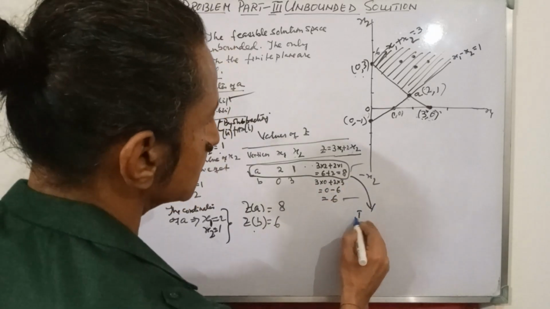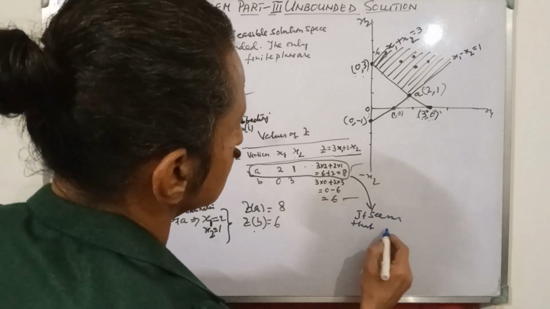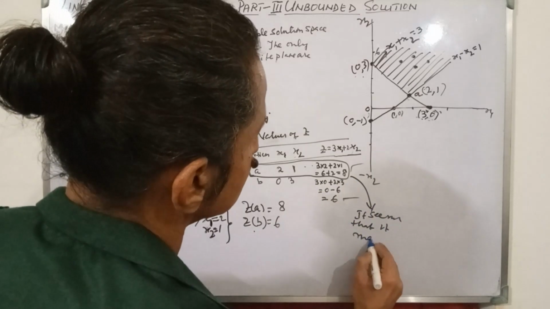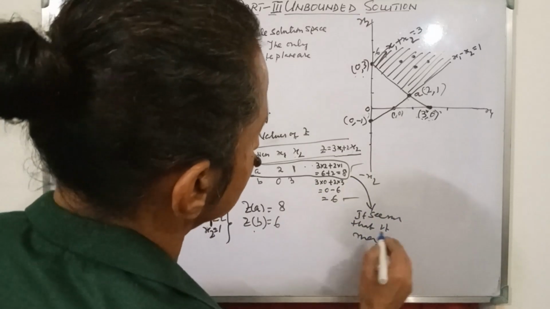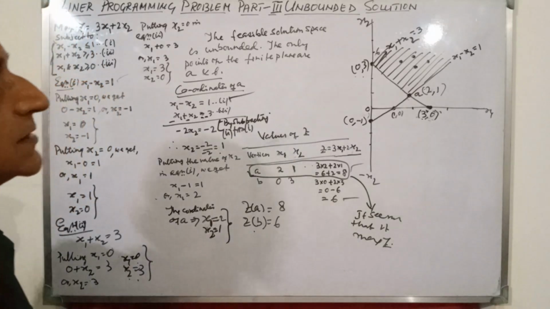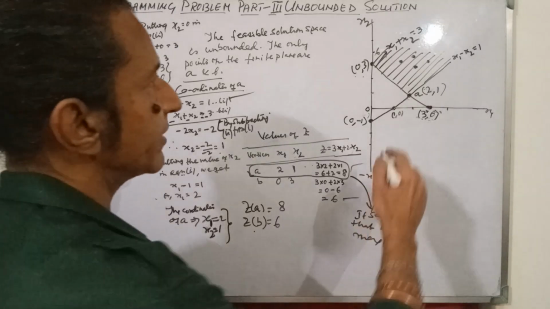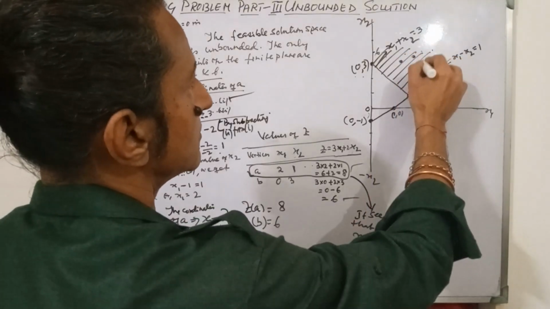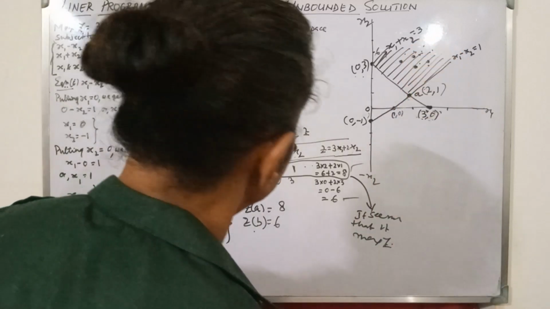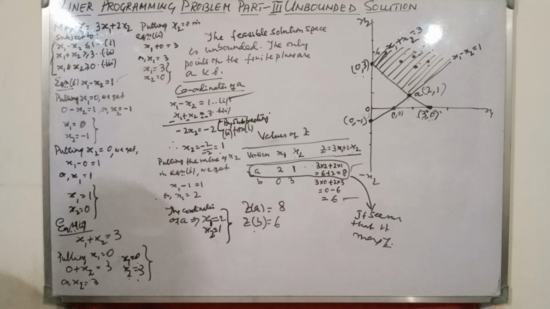It seems that it is max Z, but actually not. This is not max Z. Z is not maximized at point A. We can find innumerable points on the infinite plane which give a much higher value than ZA gives. Okay, so this is unbounded solution in LPP.